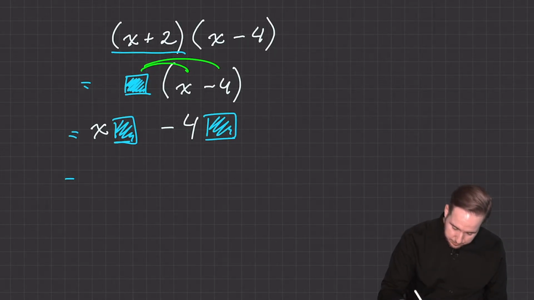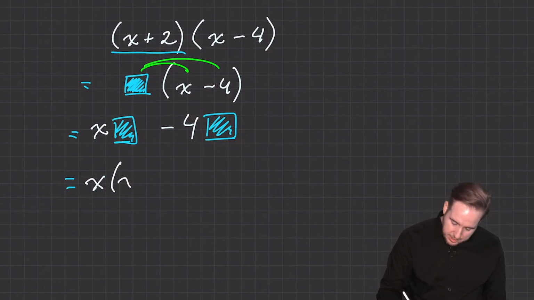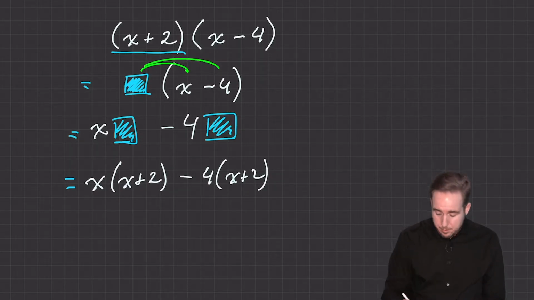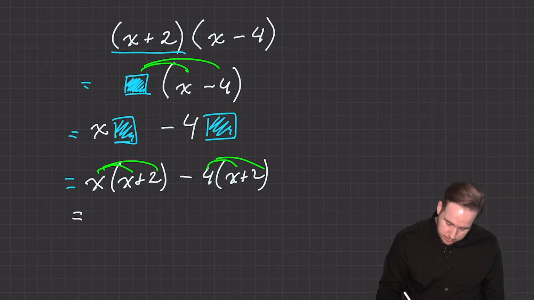So this is x times (x plus 2). And this is minus 4 times (x plus 2). And now this is just a long distributive property question. I go there, there. So this is x squared plus 2x. Minus 4 times x is minus 4x. Minus 4 times plus 2 is minus 8.